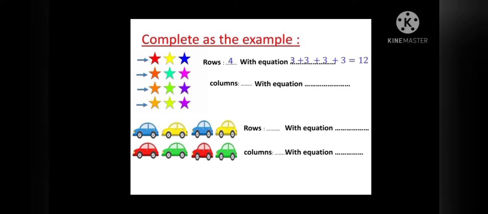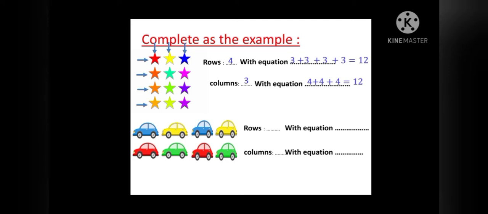Now it asks me how many columns. The column is standing. So count with me. 1, 2, 3. I write 3. It asks me here with equation. Ask yourself, in each column how many stars? I have here 4 stars. So I make 4 plus 4 plus 4, 3 times. Why 3 times? Because I have 3 columns. So 4 plus 4 give me 8. 8 plus 4 give me 12.